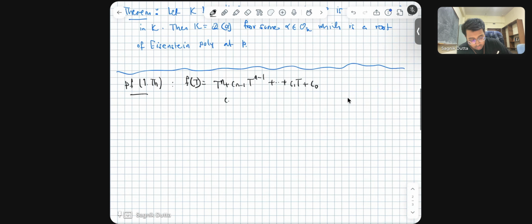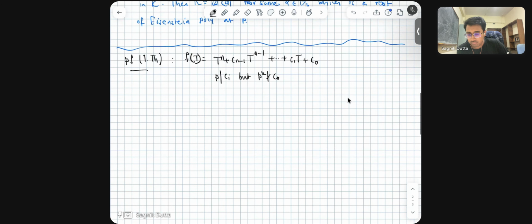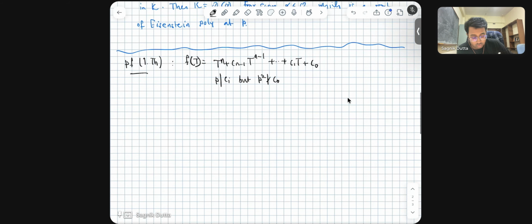Where P divides each Ci, but P squared doesn't divide C naught. That's the definition of Eisenstein at prime P. And alpha is the root of this equation, right? So when you put alpha into this equation, you basically get 0. But when you do mod P, what will it be?